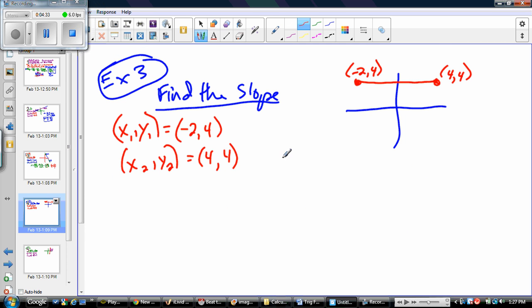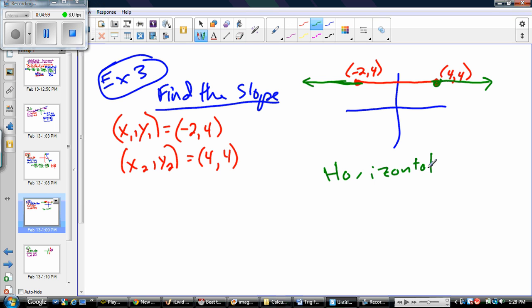Example 3, once again, find the slope. I don't have it here, but this line could go on and on forever. I'm just drawing the segment to start with. But within this line, I have 2 points that are given to me, so I can find the slope of that line. So my first point is negative 2, 4. My second point is 4, 4. I should notice this to be a horizontal line.